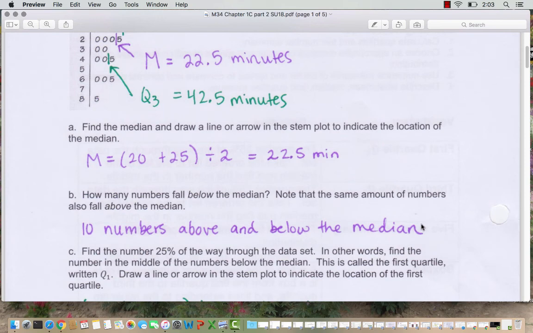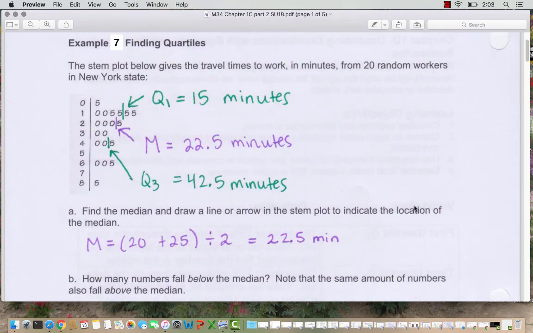To locate the first quartile, that's the number a quarter, or 25%, of the way through the data set, we look at the 10 numbers below the median and find the midpoint of that. Again, 10 is an even number, so if we divide it in half, we get 5. The midpoint is going to be between the 5th and the 6th number, and again it acts like a fence. From the beginning, you can count up 1, 2, 3, 4, 5 data points, and then we draw our fence between the 5th and the 6th data point.